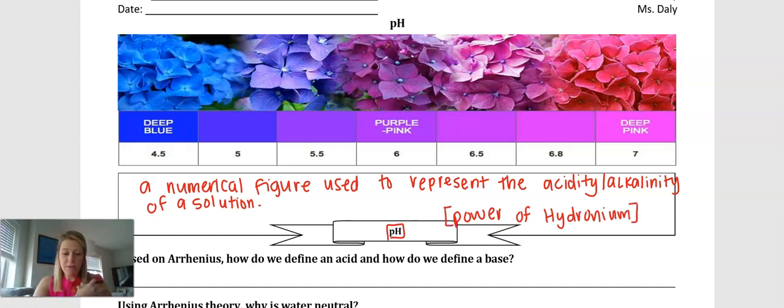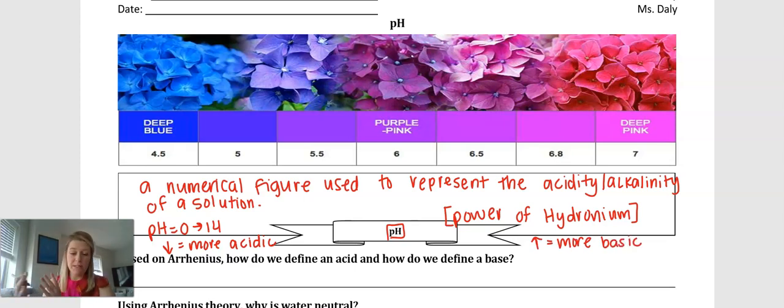Now, obviously, some other things that you may know about pH: it's on a scale of 0 to 14. Lower pHs mean it's more acidic. Higher pHs mean that it is more basic. These are just some things that you may have previously known before this class.